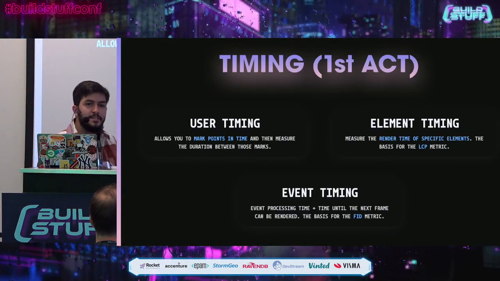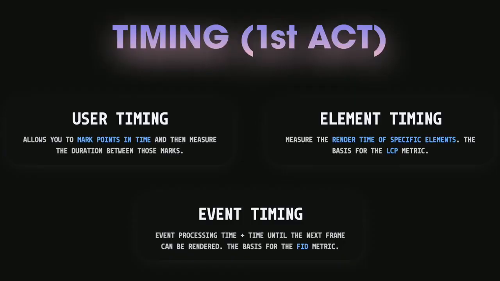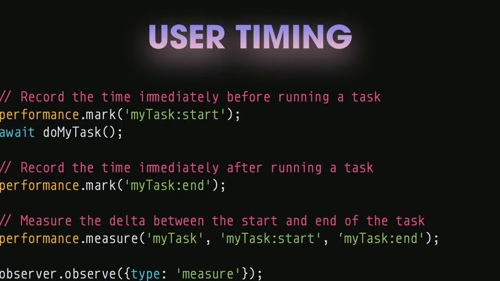For the timing APIs, because we had a lot of them, I split them in 2 groups. And in the first group, we're going to discuss user, element, and event timings. The first one is user timing, and it's all about gathering information and then calculating deltas.